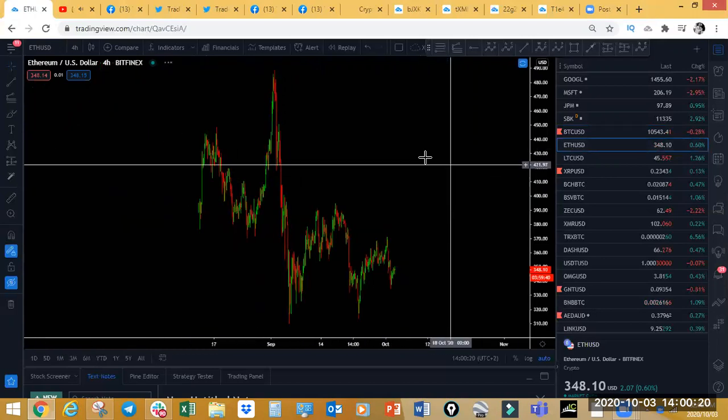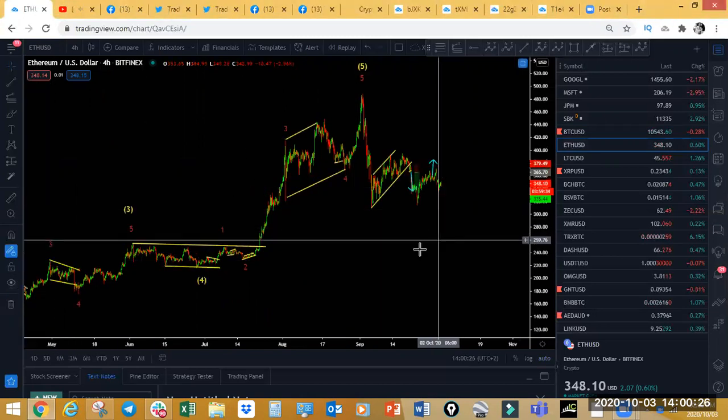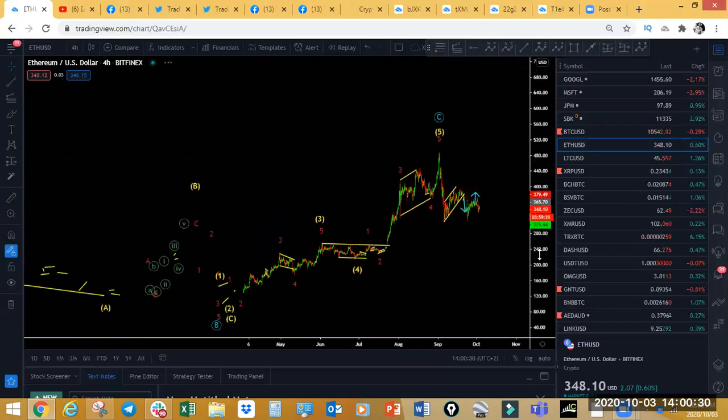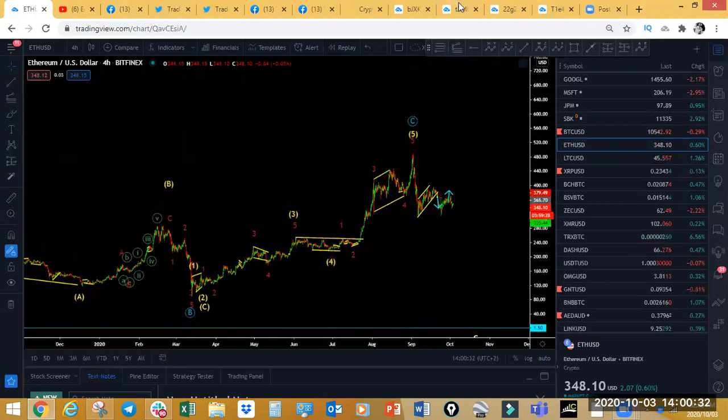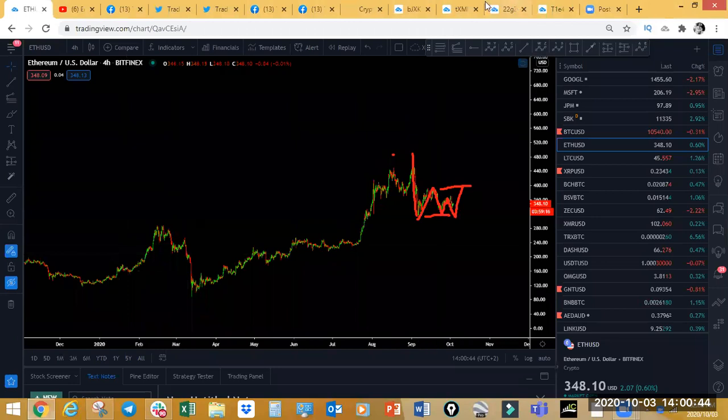Let's go to Ethereum. Right, Ethereum, let's have a look at Ethereum as well. It is also, let's show the structure here. So Ethereum has ended the 5th wave in the yellow degree here. Now we're coming down with this corrective structure. Is this going to do that and make a corrective structure? There's still a possibility we can get this. Let me switch off everything here so you can see only the structure.